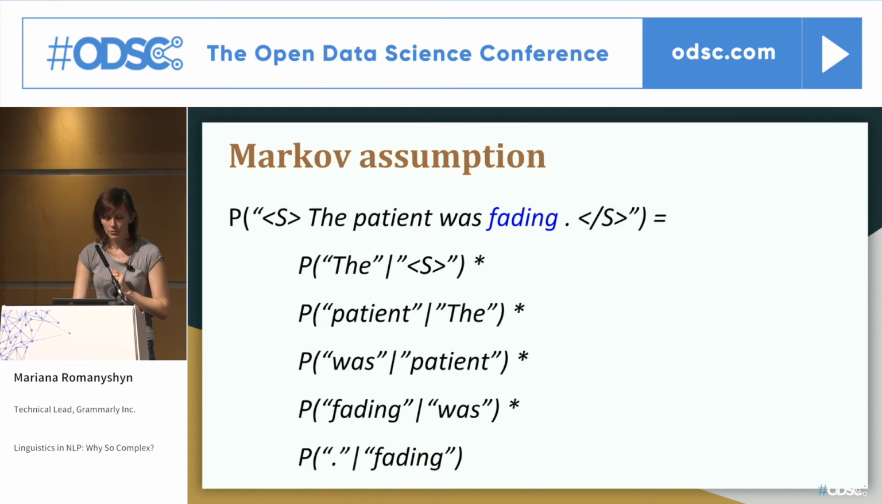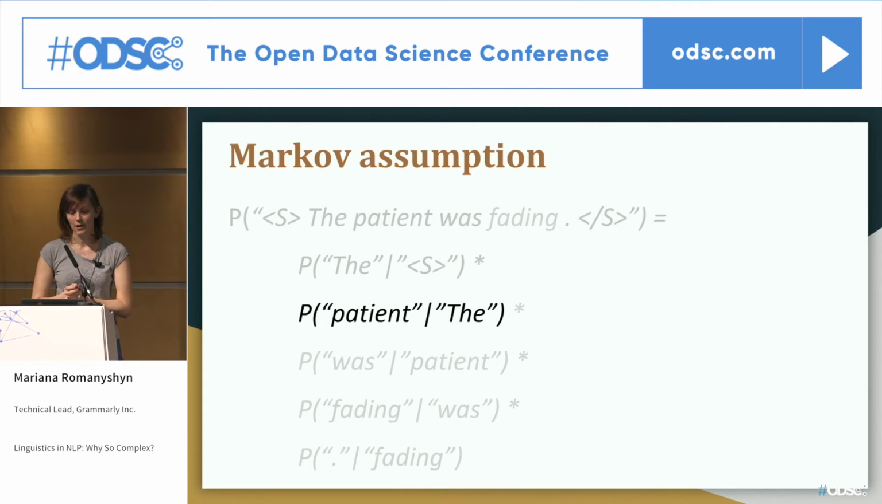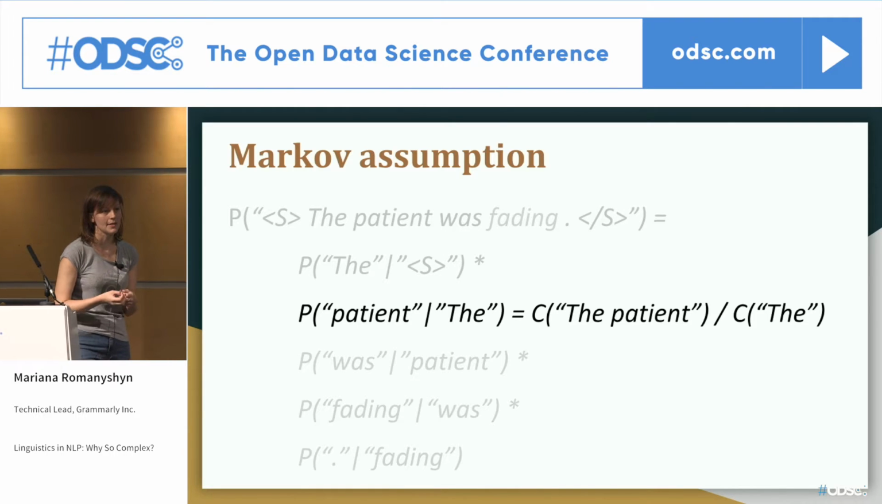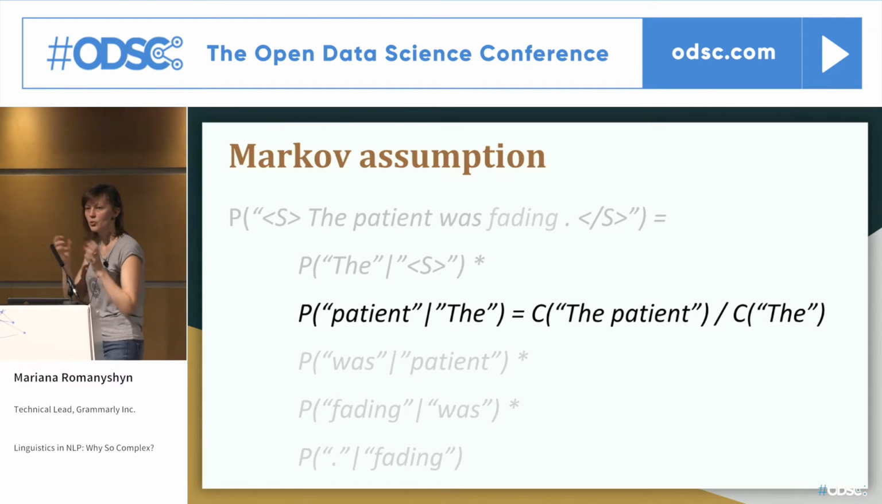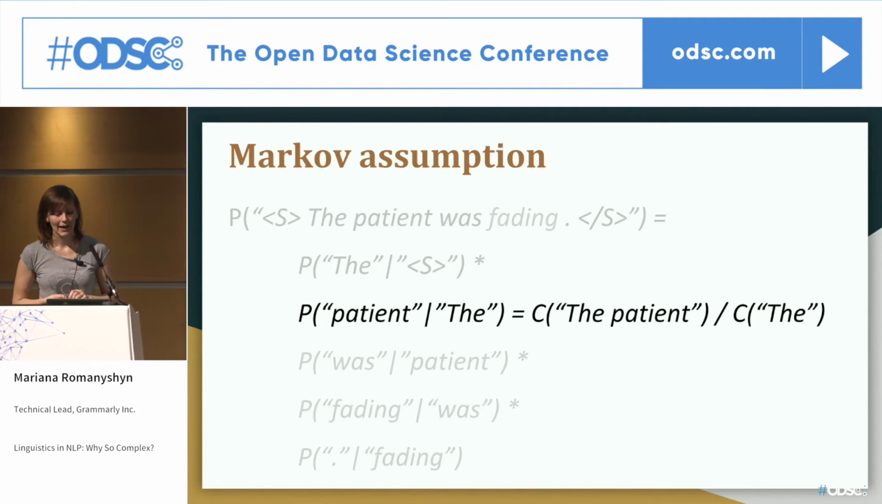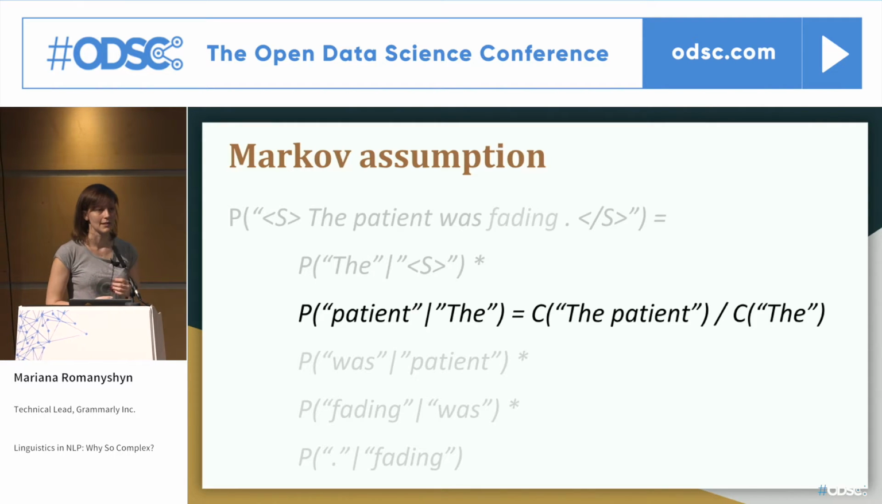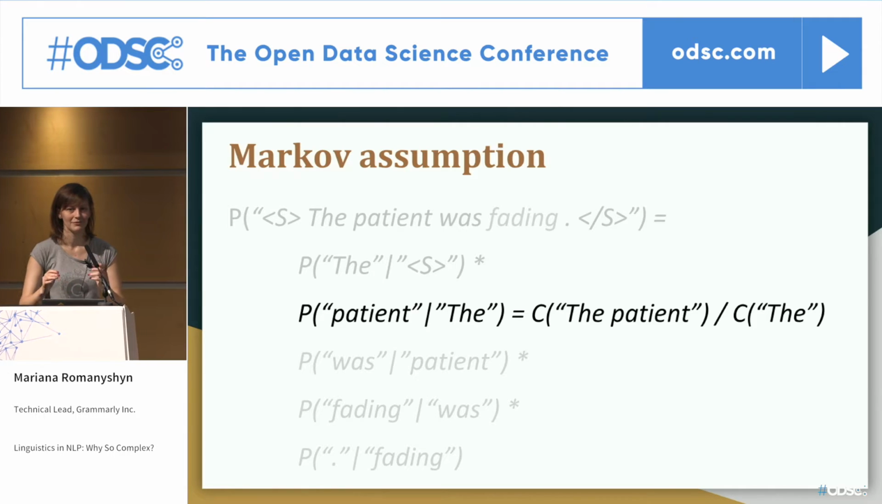Okay, so how do we calculate a single probability? Say, how do we know how probable the word "patient" is after the word "the"? We just have to calculate how many times in our large corpus of the English language, like the Common Crawl corpus, we saw the two words in a row, "the patient", and then how many times we saw the word "the", and that will give us the probability that the word "patient" follows "the", right? Intuitive enough? Okay.